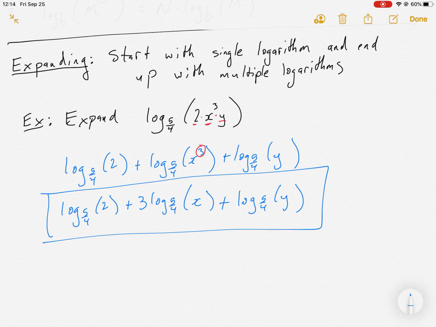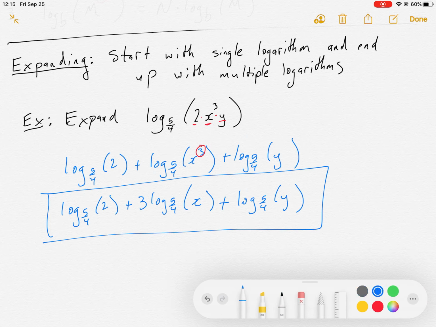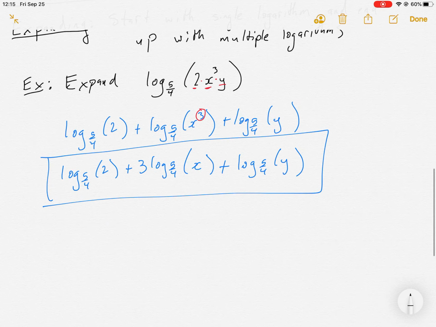There's really nothing else to do. We're not trying to solve at this time. That'll be the next section. We're really just practicing how we might expand and condense logarithms. Let's try another one just because I want to throw another kind of wrinkle at you.